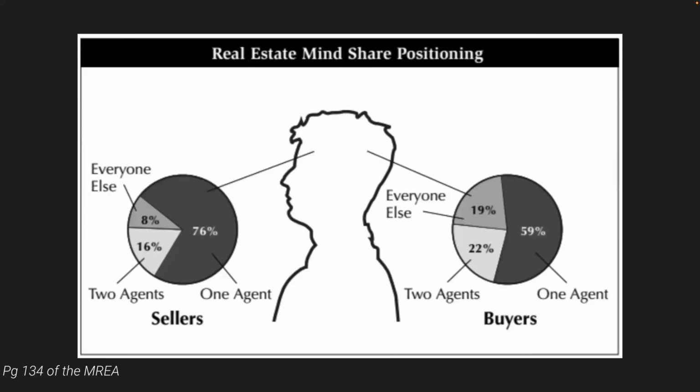59%, and this stat is a little bit older, so I'd be curious to see, but 76% of sellers know one agent. 59% of buyers know one agent, right? You do not have to be, yeah, Erica. Unless you're in Erica's 6 real.